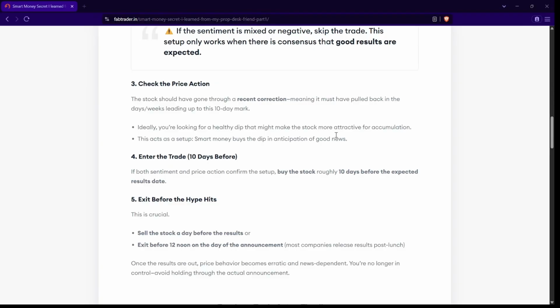So all you need to do is, 10, 15 days prior to the announcement being made, make sure that the overall sentiment is very positive in the market. And number three, the third most important non-negotiable item, is that you have to see a healthy correction happening in that stock. Only if these two conditions are met does this particular candidate become ready for trade.